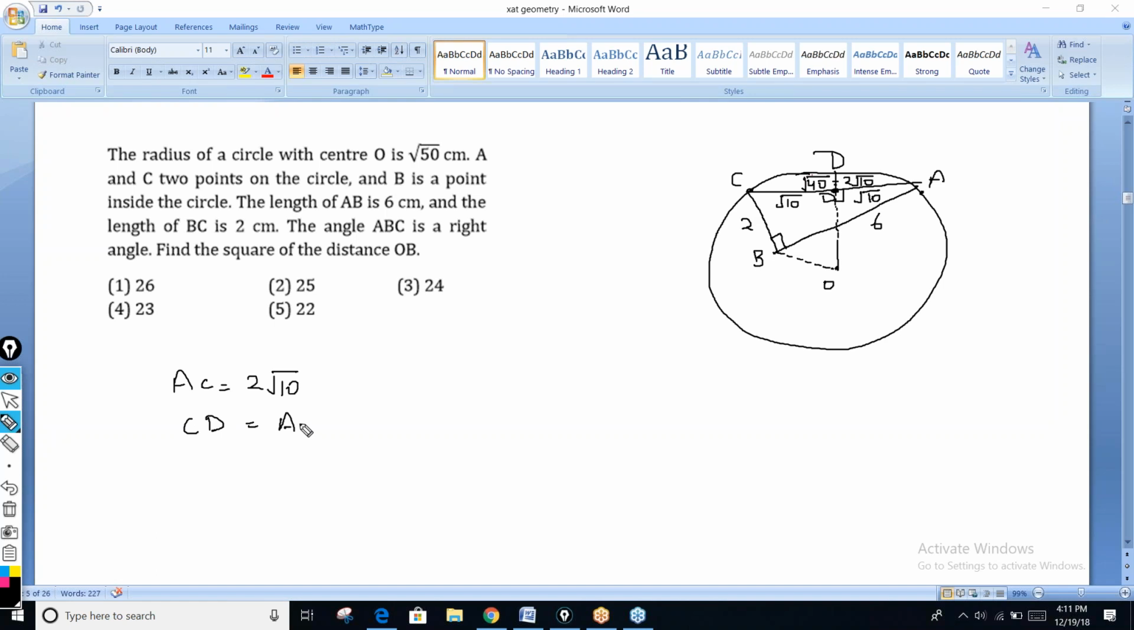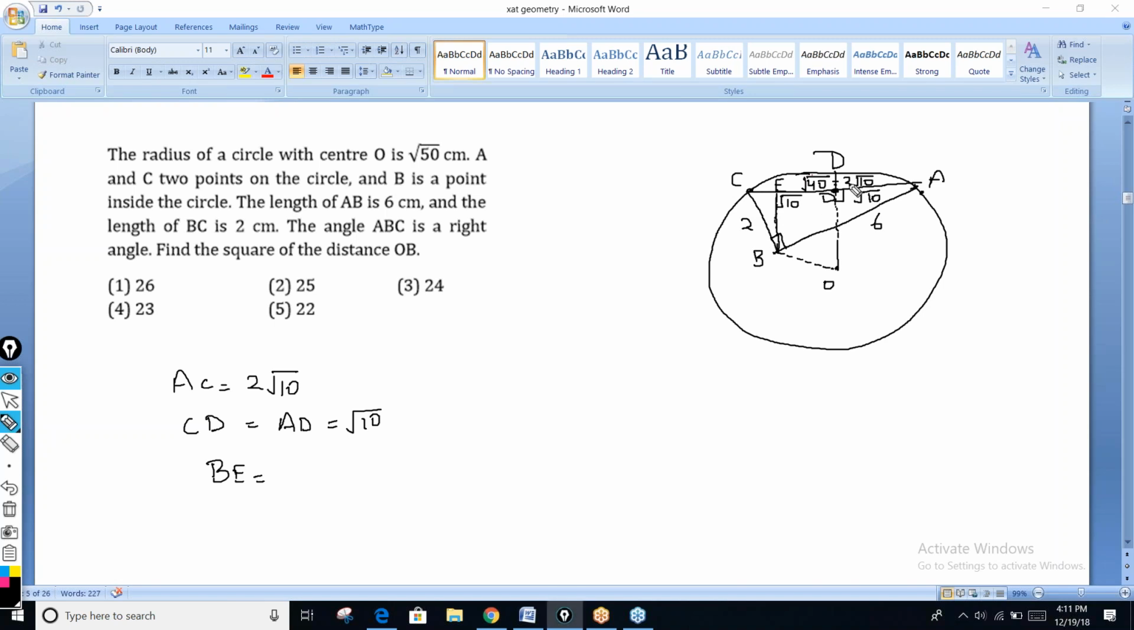CD and AD both are root 10. Now till here I'm sure it is clear. Now what I can do, if I drop a perpendicular from a right angle triangle, the length of that perpendicular, let's say BE, what is the length of BE? If you have done geometry in CAT, then you know that the length of BE is 2 into 6 upon CA. Or you can equate the area.